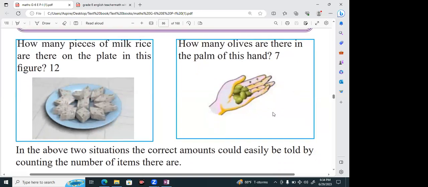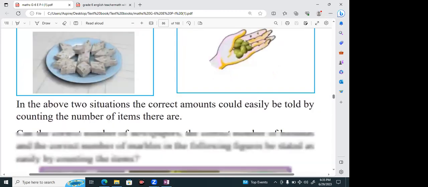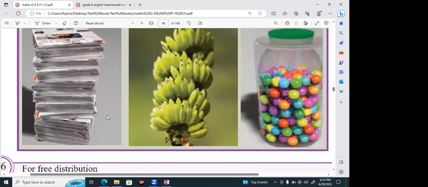Now, in such cases, you can count. When there is an amount of a particular thing that can be counted, we can count them and tell how many pieces of milk rice are there, how many olives are there. If there are books on a table, then there are 5 books we can count. But there are some situations where we can't express the number of items by counting. Here they have given 3 such cases.